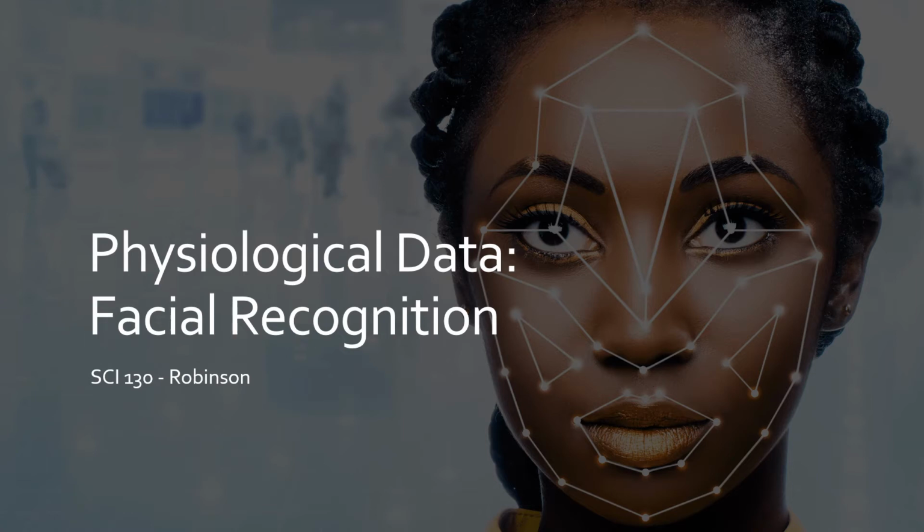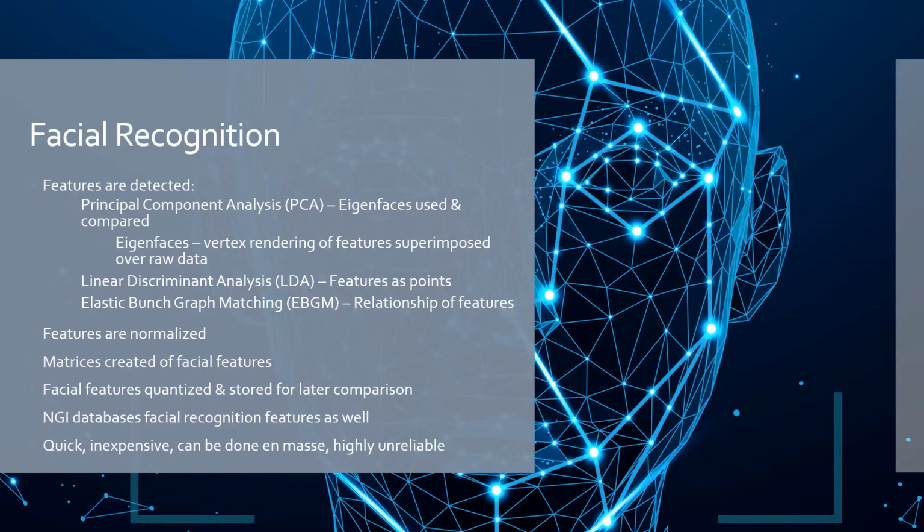Physiological data, facial recognition. In facial recognition, features are detected, normalized, matrices are created from those features, they're quantized like before we talked about with code, and stored for comparison. When features are detected, it's going to be picked up using a regular camera, and these cameras are everywhere.